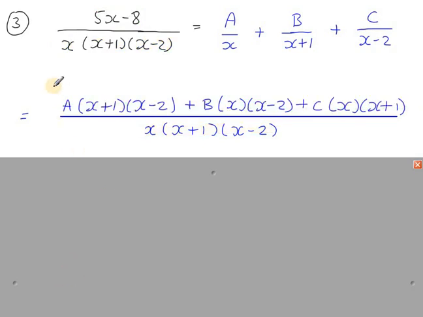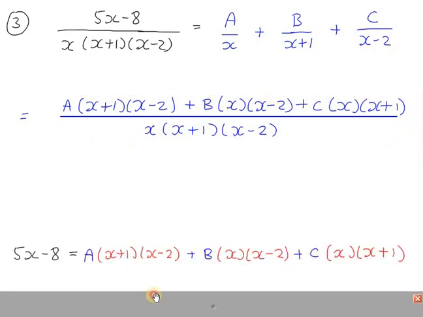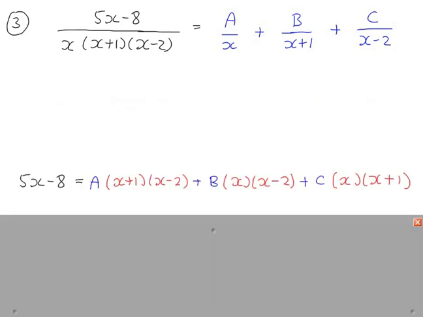Now a shorter method instead of this, where you can write this all down in one go, is the following. Start by looking at the numerator on the left hand side. Let's write that down. 5x minus 8 equals, and then we have A, and the denominator is x, so we're going to multiply by x plus 1, x minus 2.